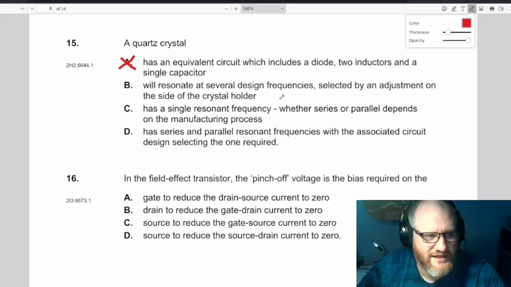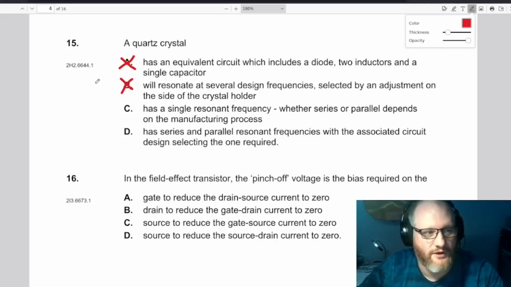B will resonate at several design frequencies selected by an adjustment on the side of the crystal holder. Well, let's have a think for a second about what a crystal is for. A crystal is normally chosen when you need a very specific frequency. So having a single crystal operating at multiple different selectable frequencies isn't really a thing. You could achieve that with multiple crystals and switching them in and out of circuit. For instance, older designs of transceivers, like 2-meter transceivers, could have crystals for different ends of the bands or different channels, but that would be multiple crystals.